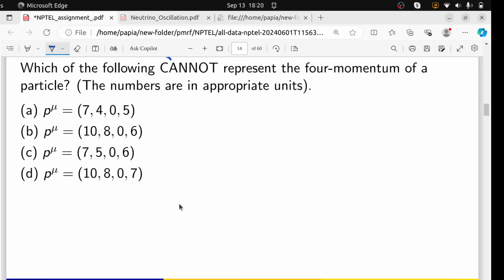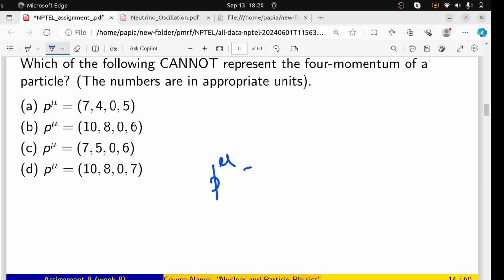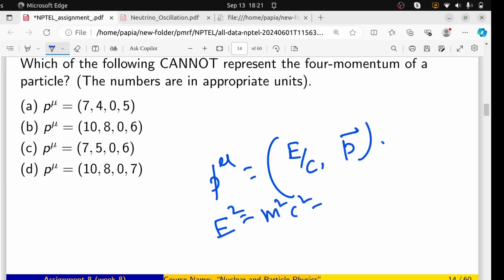Okay. So P mu, as I told you, P mu is E by C and then P vector, right? So if I write here again, E squared equals, let's say, m squared c to the power 4 plus P squared c squared. That is Einstein's equation. It is known to everyone. This is the rest mass energy and this is the momentum. So E squared equals m squared c to the power 4 plus P squared c squared.